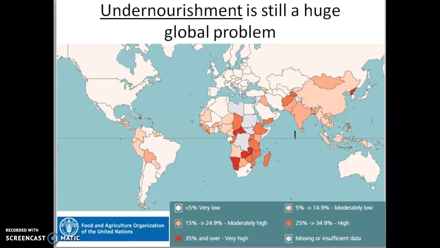But in some of these places, undernourishment is still a huge problem, and it fluctuates. Sometimes there will be periods when larger proportions of the population will be undernourished. But in some countries, still a third or more of the population is undernourished at this point in time.